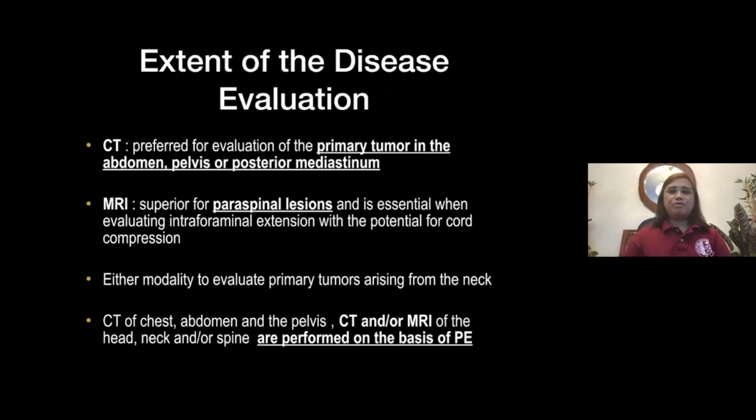CT scan is preferred for the evaluation of primary tumor in the abdomen, pelvis, or posterior mediastinum. MRI is superior for paraspinal lesions, and either modality can be used for primary tumors arising from the neck. CT scan of the chest, abdomen, and pelvis, and CT or MRI of the head, neck, and or spine are performed on the basis of physical examination.